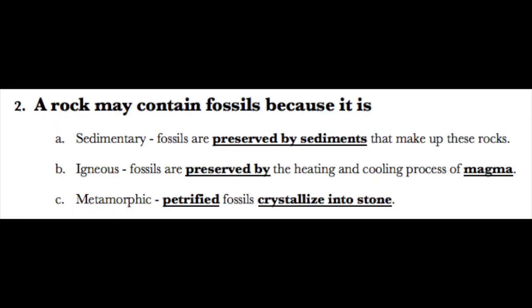Number 2. A rock may contain fossils because it is A, sedimentary. Fossils are preserved by sediments that make up these rocks. B, igneous. Fossils are preserved by heating and cooling process of magma. C, metamorphic. Petrified fossils crystallize into stone.